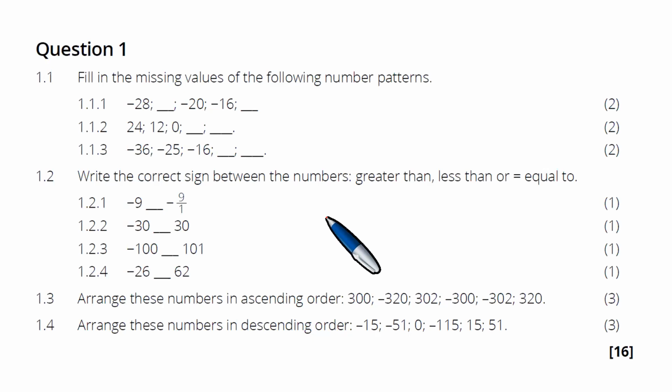For example, if you look at question 1, this is what is going to come in the exam, and we're looking at more things that are going to come in the grade 7 exam. But obviously, these are nationally benchmarked. Like question 1, we are looking at 1.1.1. What is 1.1.1 about? It is certainly about patterns. So, fill in the missing values of the following number patterns.